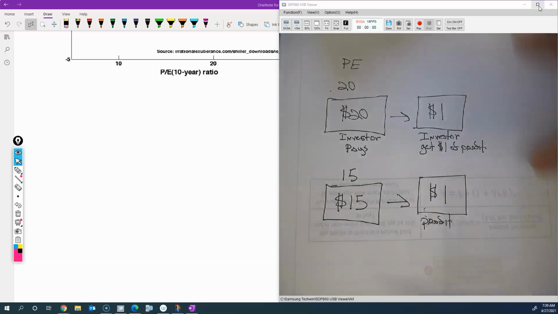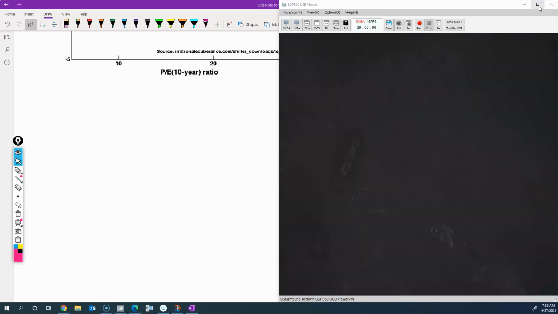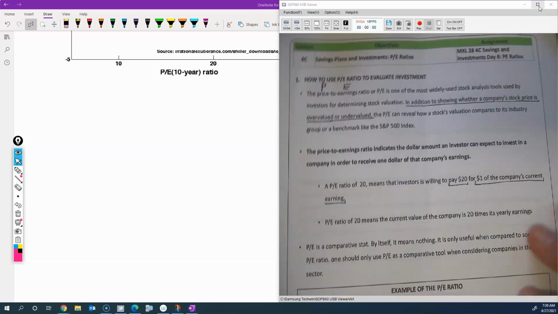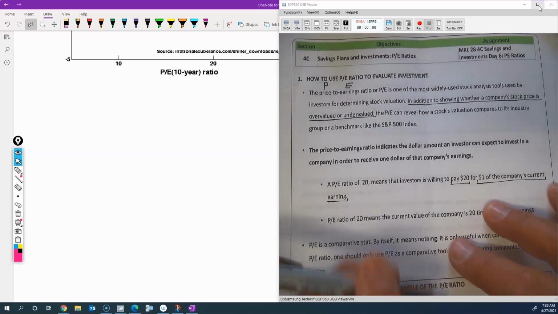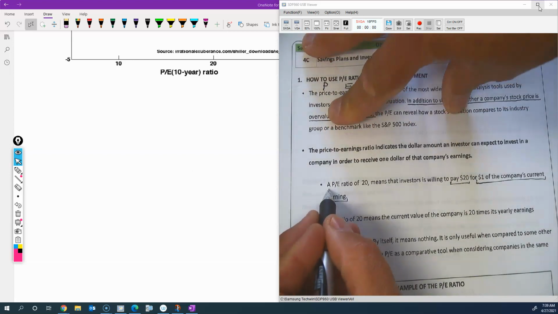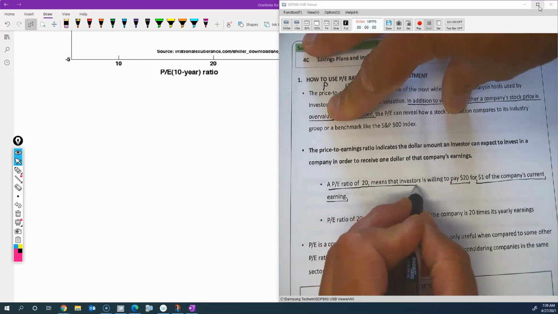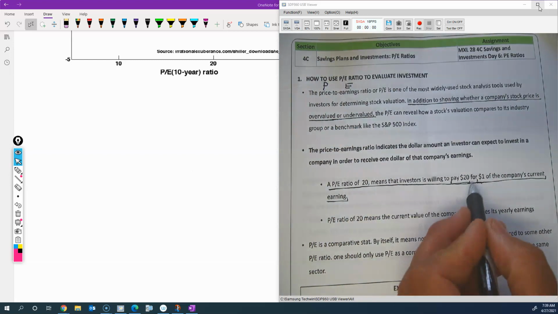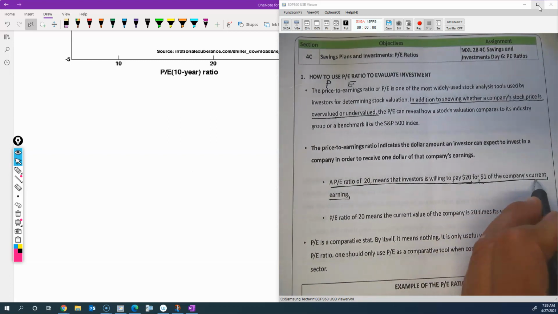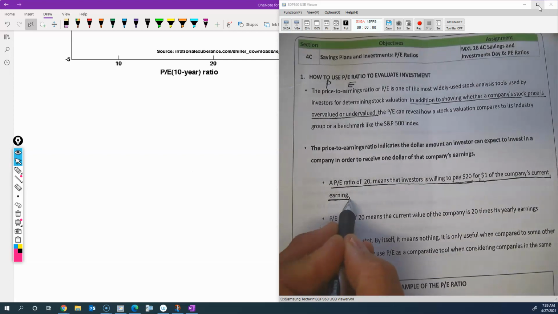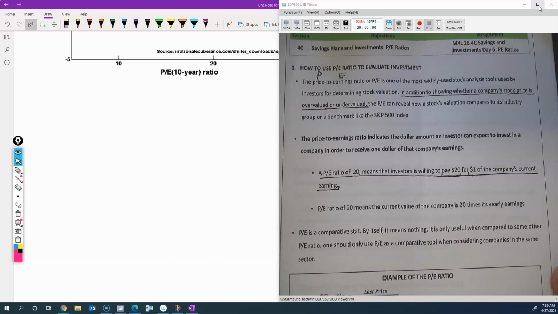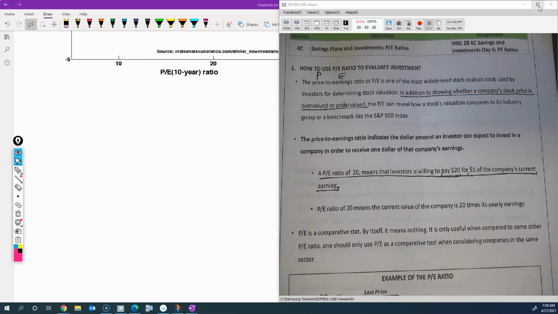Okay, so that's what a PE ratio is. The other way to think about a PE ratio, so underline this here, where it says a PE ratio means investors are willing to pay $20 for $1 of the company's earnings. Okay, so that's $1 of profit that you make on your stock.